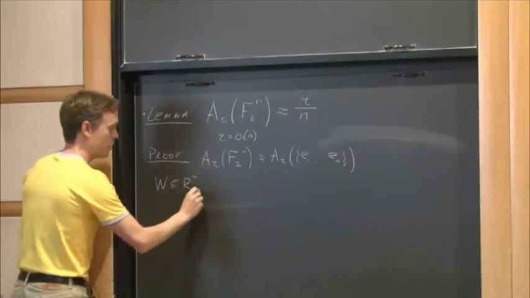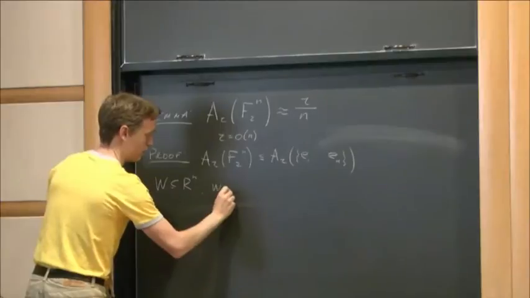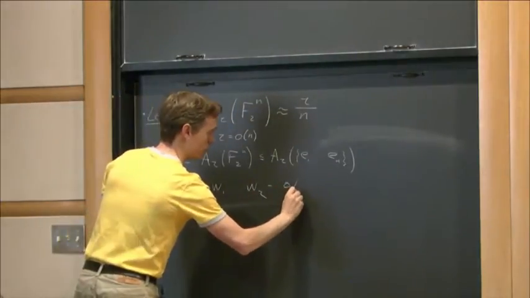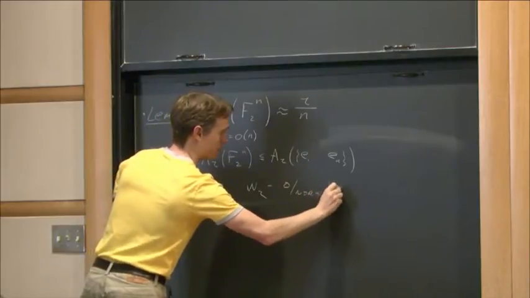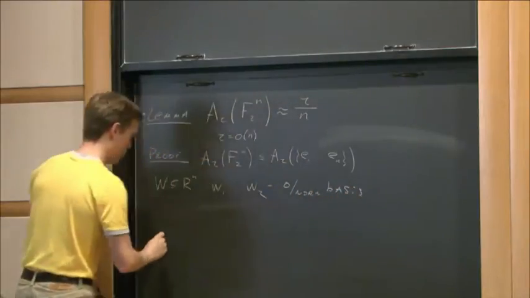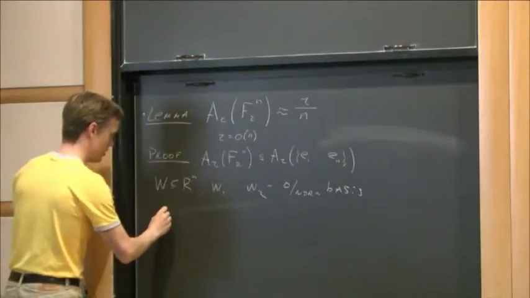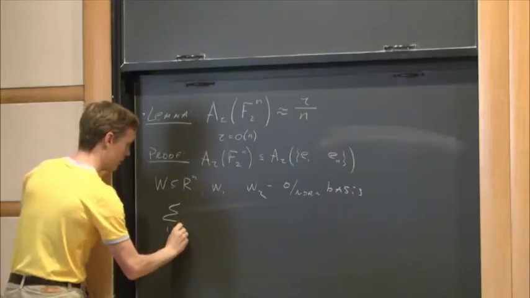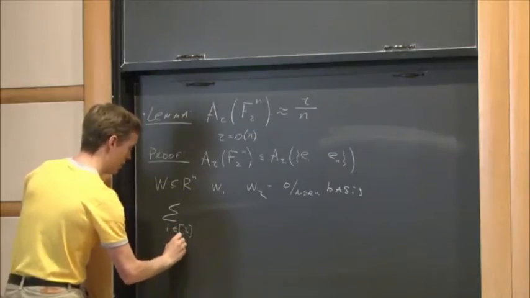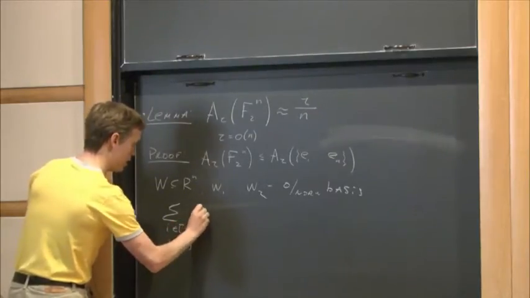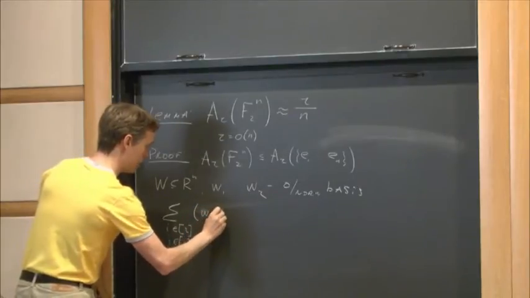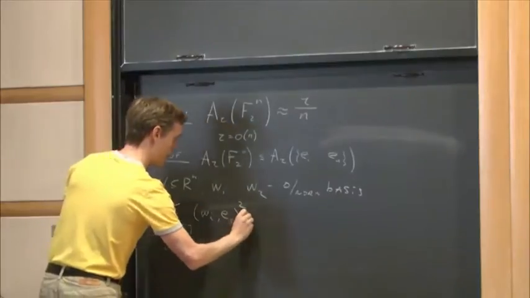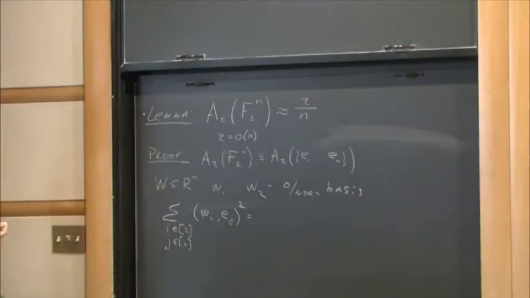Now let's say that I found some linear space W in R^n that gives me some good approximation. It should have an orthonormal basis, w1 through wr. Now let me consider the following sum over i in r, j in n, of the inner product of wi and ej, squared. So what can I say about this sum?